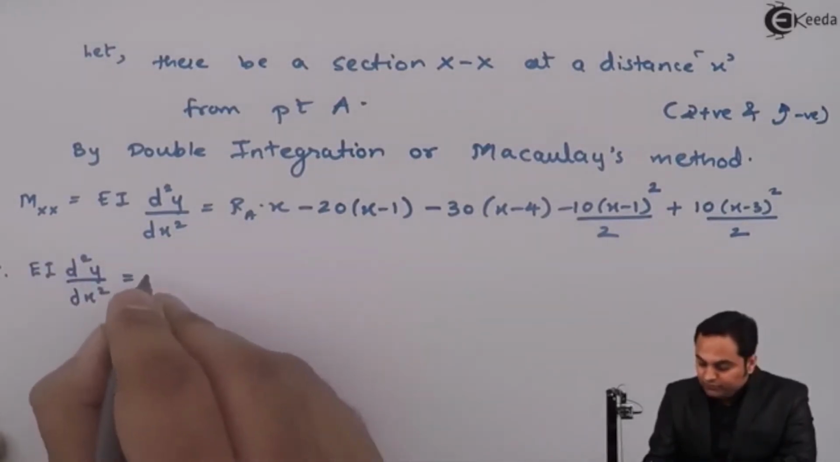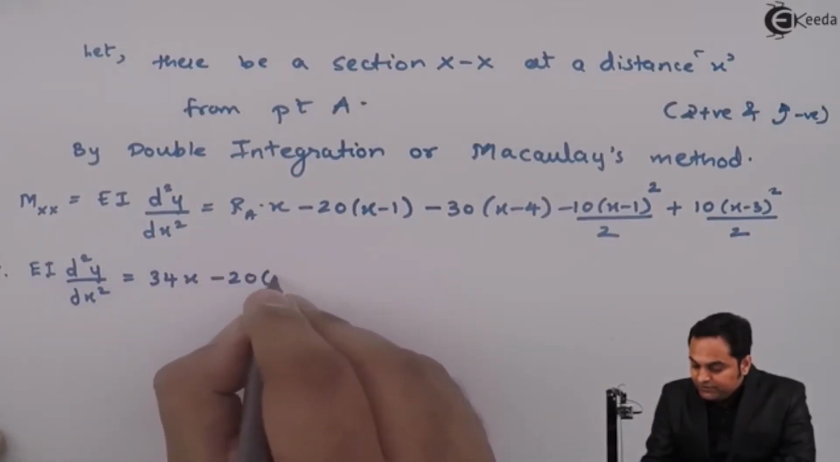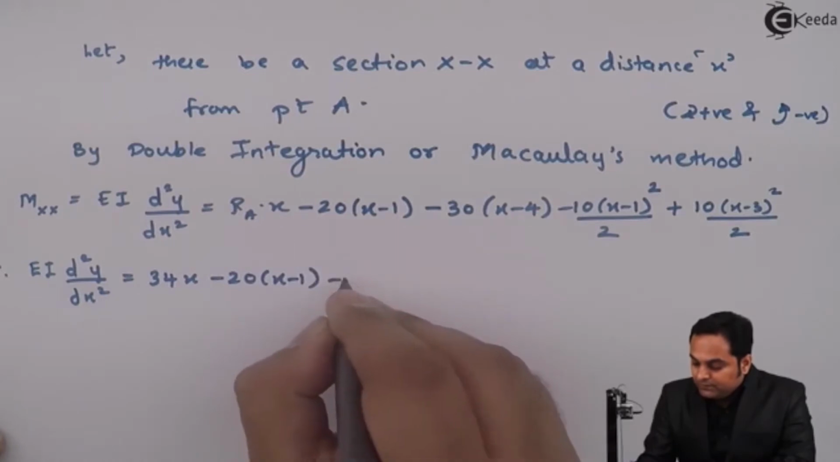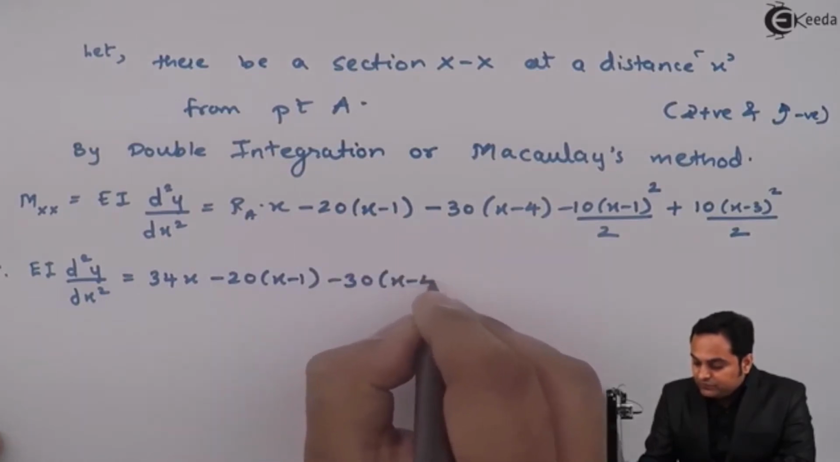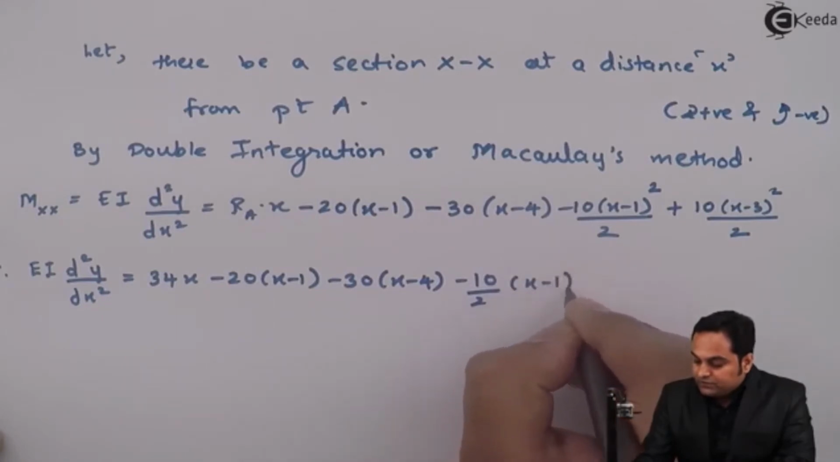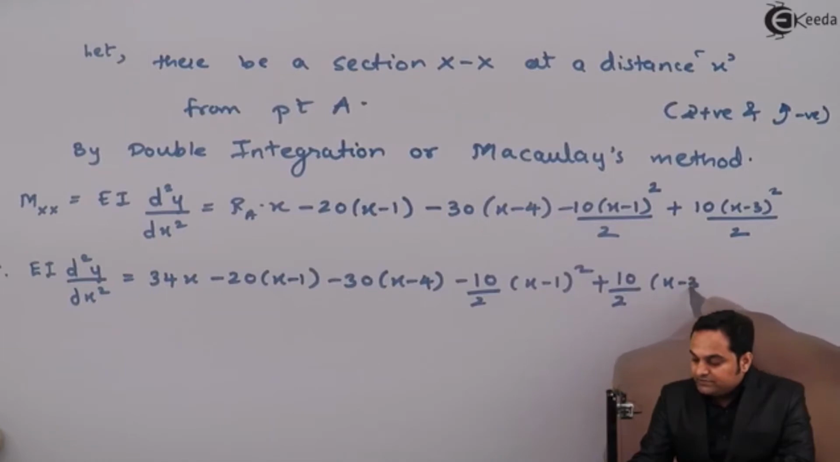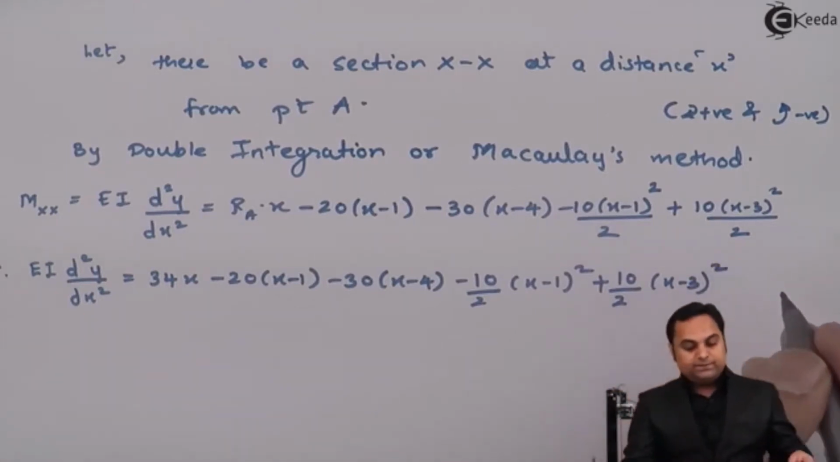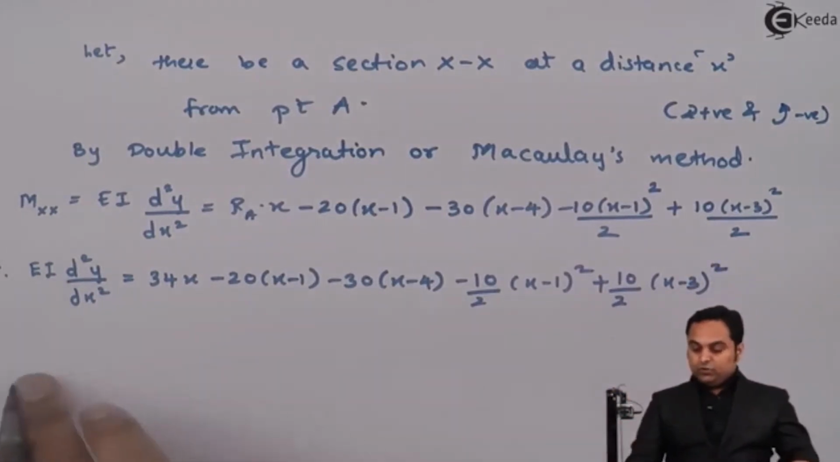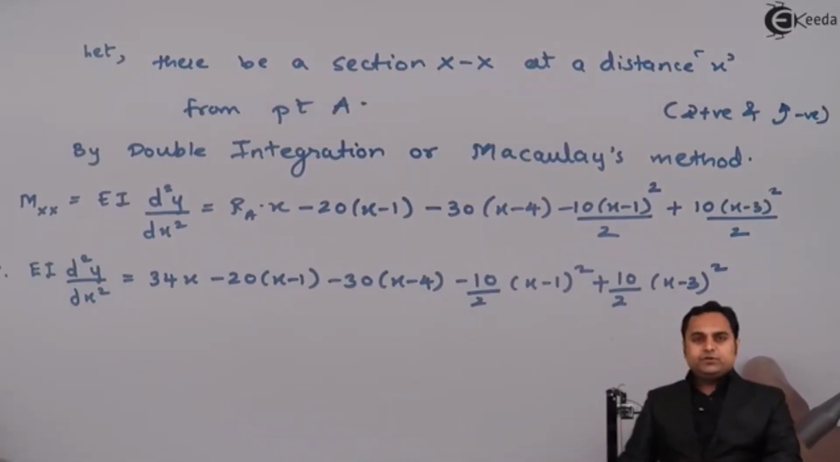RA was 34. So 34 into X minus 20 into X minus 1 minus 30 into X minus 4, then minus 10 by 2 X minus 1 whole square plus 10 by 2 X minus 3 whole square. Next, once I have reached here, now I am going to integrate this equation once.